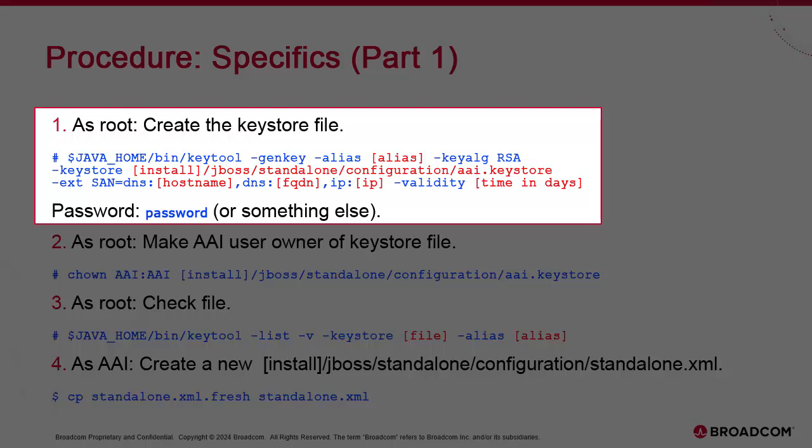jboss/standalone/configuration directory. The key store can be called anything you want, and it doesn't necessarily require the keystore extension. It's up to you. -ext sets the subject alternative name, or SAN. The key is system specific and name-based. It cannot be used anywhere but this system.